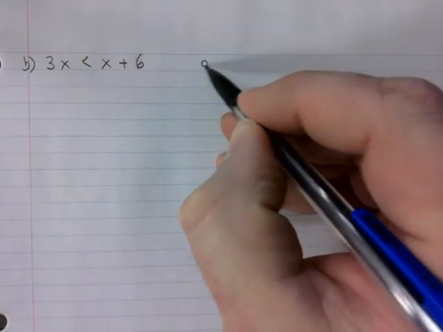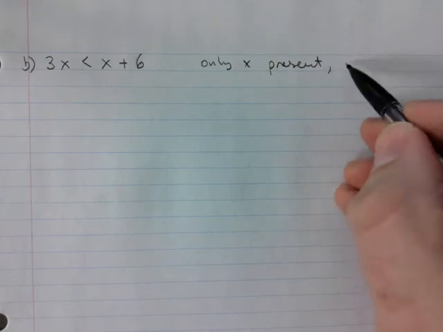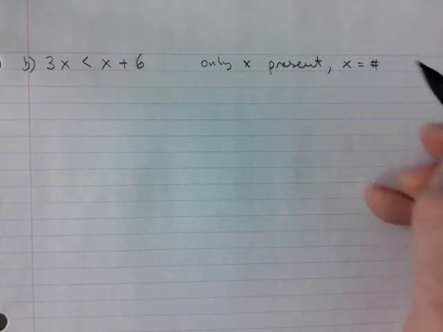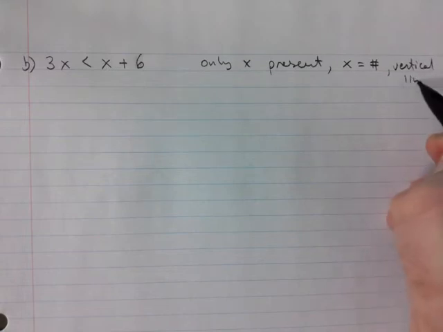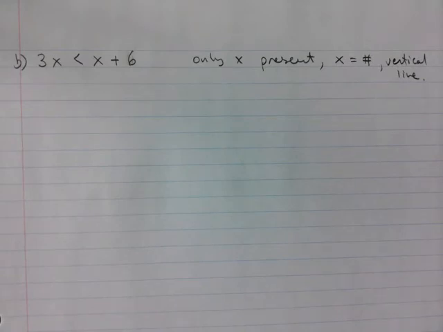Okay, when it is like this, you should always scan first before you just go ahead and do work. It's not always going to be the way I just showed you. Here you realize there's only one variable, only x present. This is going to be a special case, the x is equal to a number case. So it's a vertical line. You should recognize that this is talking about a vertical line.